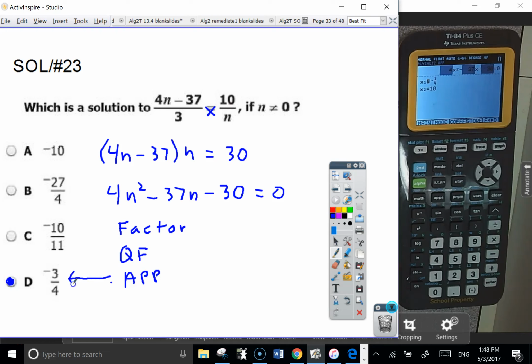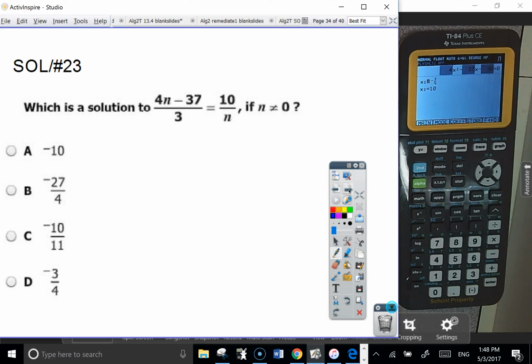So there's your negative 3/4. And I did that with the app. To tell you the truth, at this point, I don't know why anybody would ever use the quadratic formula again, unless it's imaginary solutions. That's the only reason you would. But okay. And let me delete that.